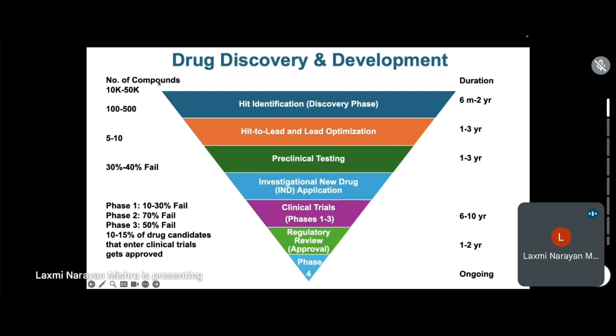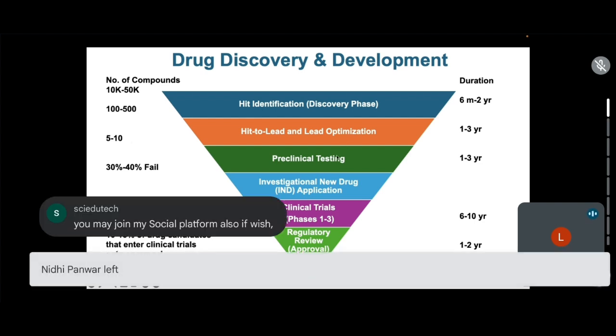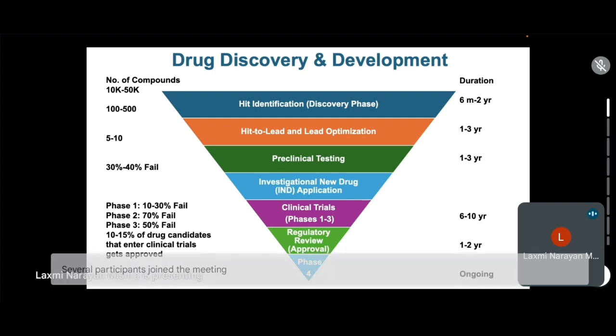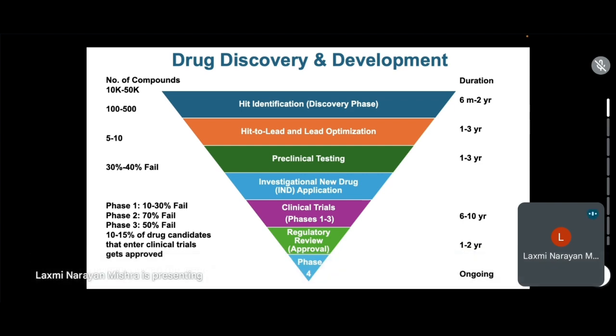And during this phase, as I mentioned, we have come from 10,000 compounds to 50,000 compounds. So we come to 100 to 50 compounds during the hit identification phase. Then we come to 5 to 10 compounds only during the lead optimization phase. And during preclinical testing, we use animal models to see the toxicity, and other pharmacokinetics and pharmacology assays we perform in animals. And during this phase, 30 to 40% of the compounds fail.